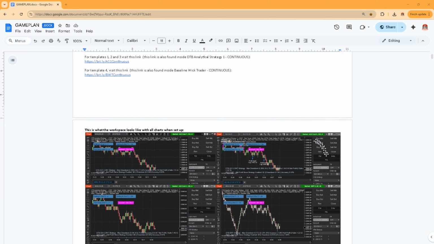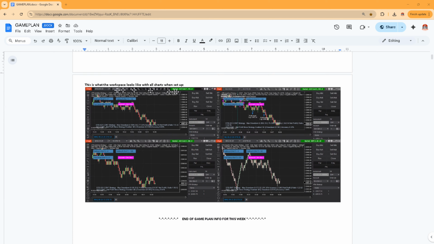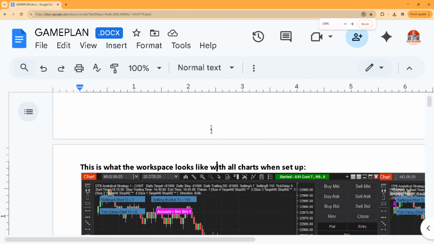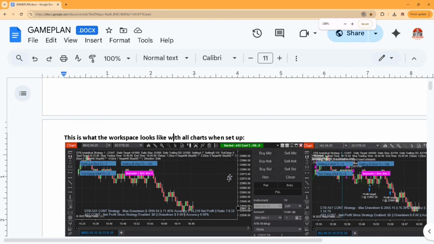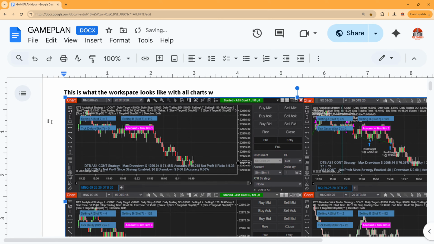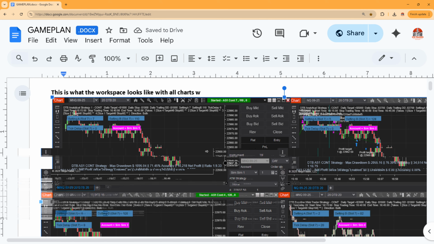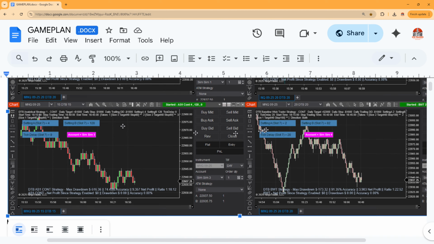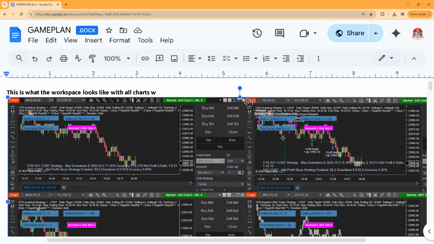So once the strategies have been set up, this is a very handy little screenshot of what the chart should look like once you set it up. You can zoom in on this and see exactly what is going on there. So you've got your analytical strategy one continuous, baseline wick trader continuous. So you can see which strategies have been used, which bar sizes are in play, and that is what your charts will look like.